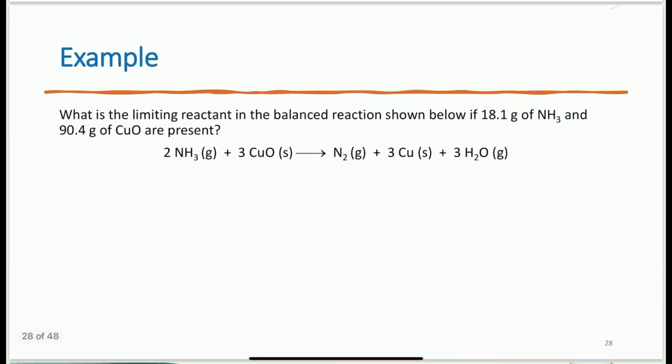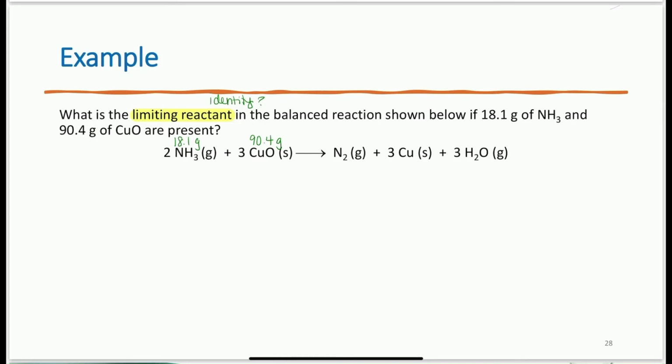Let's work one more example. What is the limiting reactant in the balanced reaction shown below? If 18.1 grams of ammonia, so I've got 18.1 grams of ammonia, reacts with 90.4 grams of copper 2 oxide. So here, this is one of those questions I was telling you about that is just asking for what is the limiting reactant. This means what is the identity. This is not asking for amount. I honestly, in this question, could care less how much is actually made. It's not asking me that question.